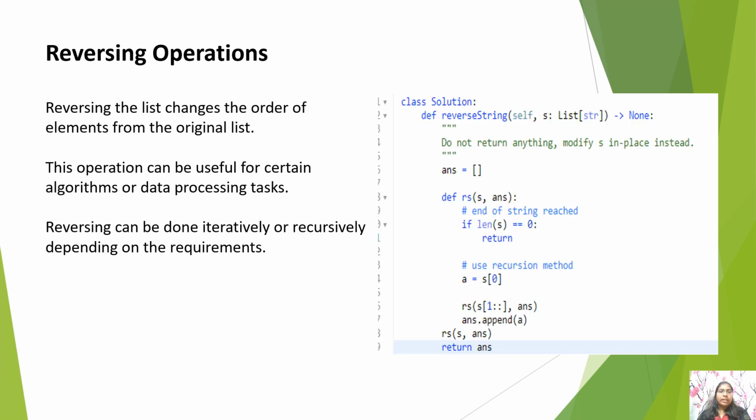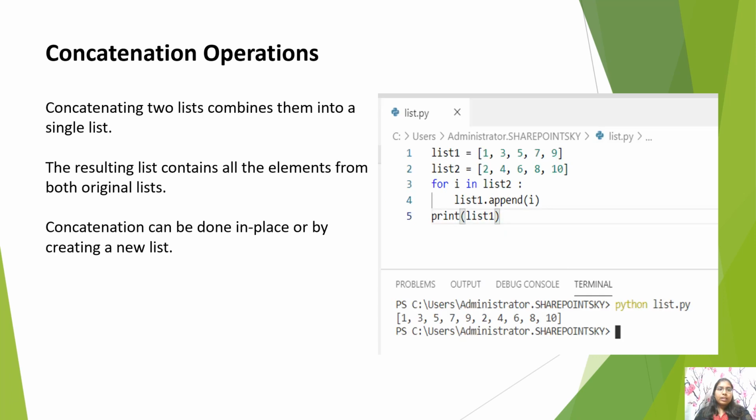Reversing operations. Reversing the list changes the order of elements from the original list. This operation can be useful for certain algorithms or data processing tasks. Reversing can be done iteratively or recursively depending on the requirements. Here an example is being provided.